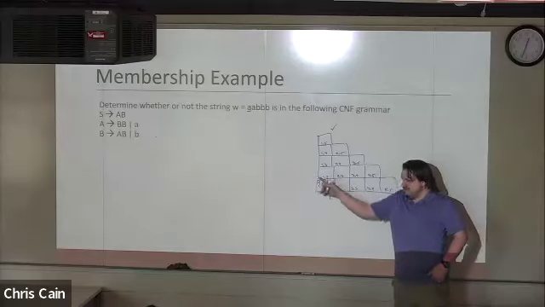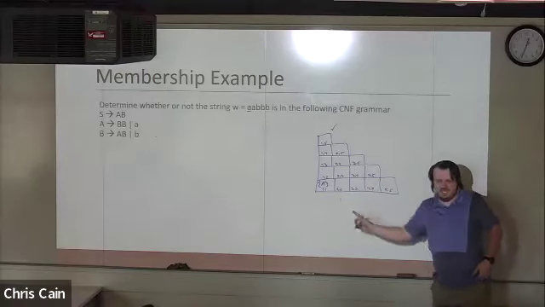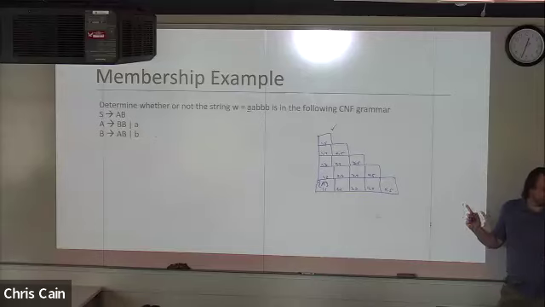So it's important to think of, we're not asking anything about the start non-terminal until we're all the way at the end. How are we doing? Does that make sense? Questions about that?